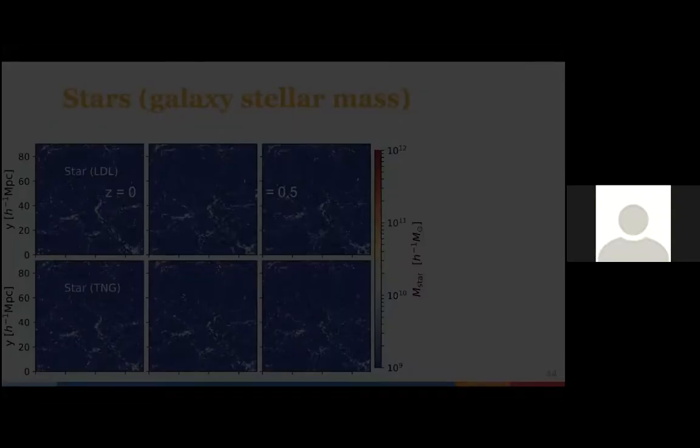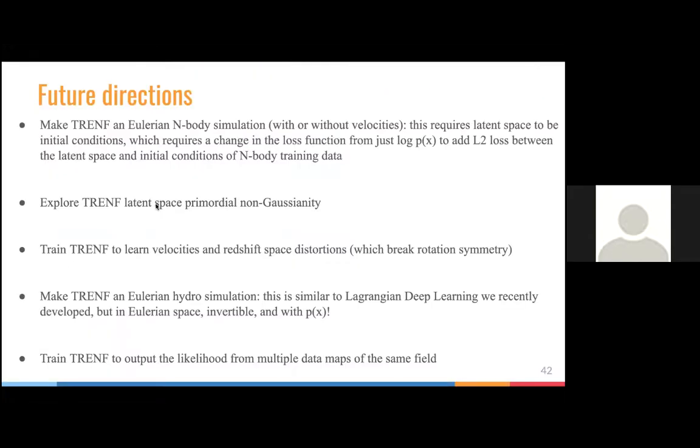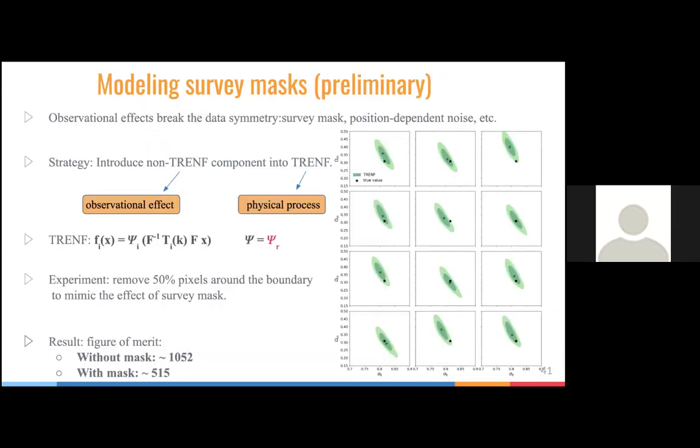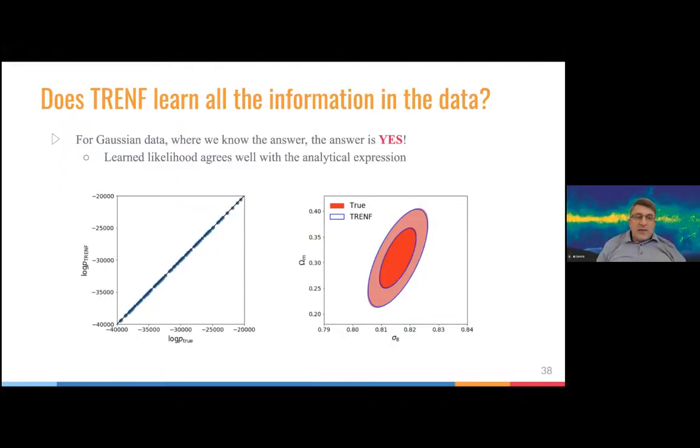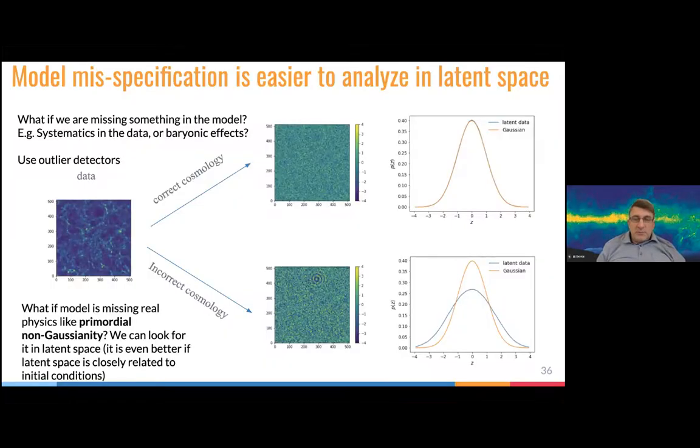So in the future directions, you said something about make trends and Eulerian hydrosimulation. But do you mean make it a flow in time? I'm the guy who asked you about flow in time at the beginning. No, exactly. Yeah, exactly. Make it a flow in time.